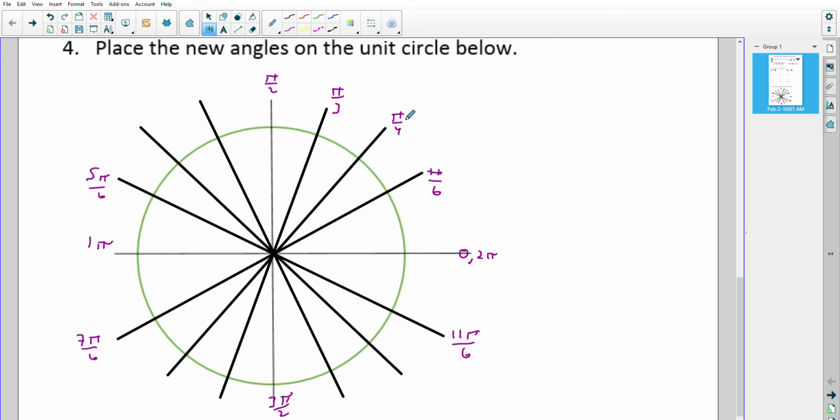And then you could do the same thing with pi over 4 and pi over 3. Choose one and work around the unit circle. Hopefully that will give you a better understanding on how to add and subtract reference angles to get the other angles around the unit circle.